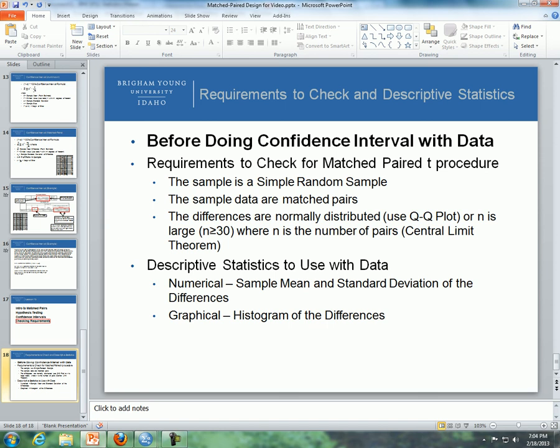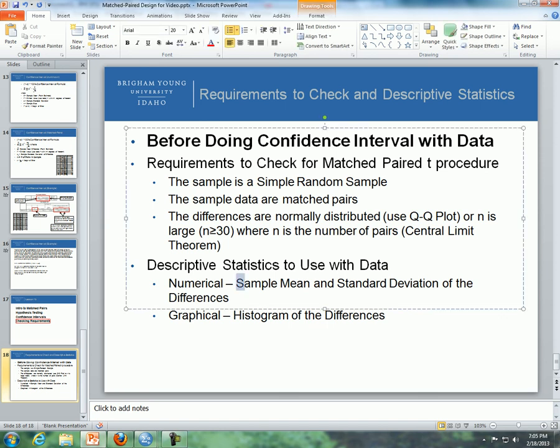The differences are normally distributed, so we do a QQ plot to see if they're normally distributed, or n is large, and by guideline we say n is greater than or equal to 30, where n is the number of pairs. And so if we apply the central limit theorem, if the number of differences is large, we can assume with the central limit theorem that the sampling distribution of differences is normal. So the descriptive statistics that we'll be asking you for is a sample mean and standard deviation of the differences, as well as a histogram of the differences.